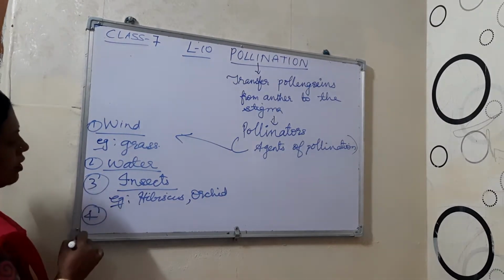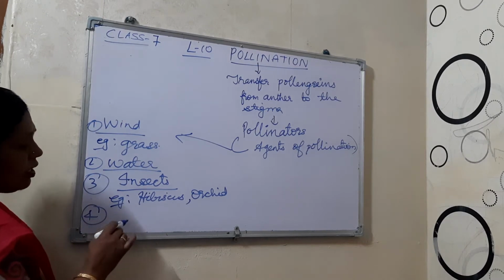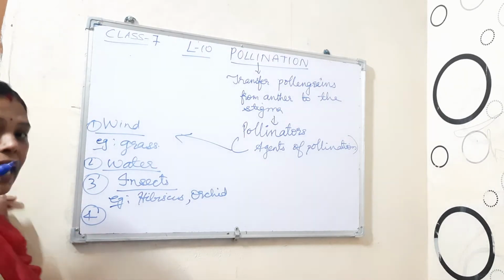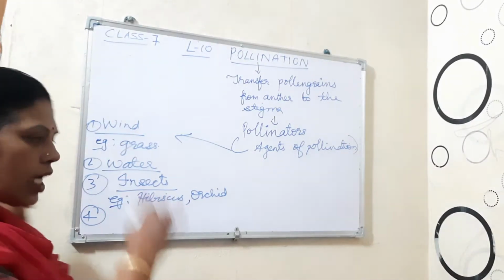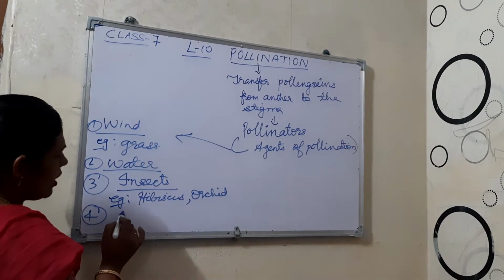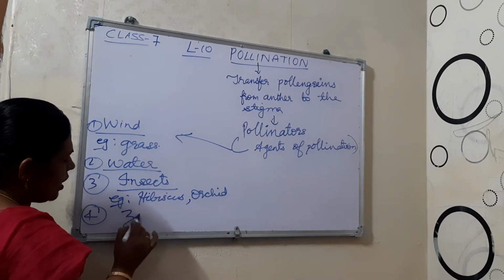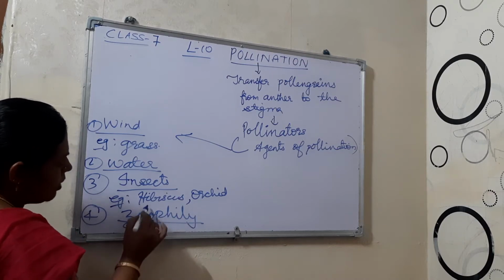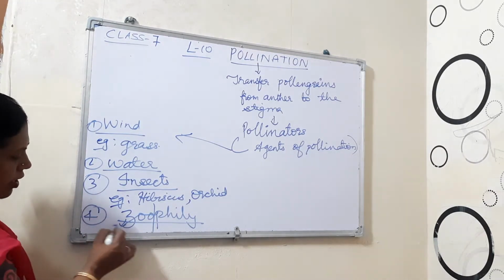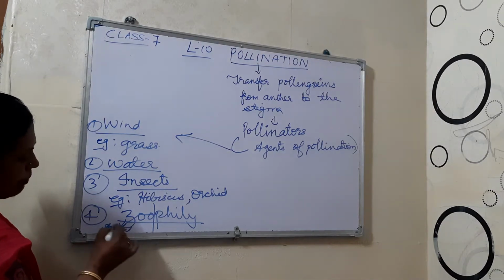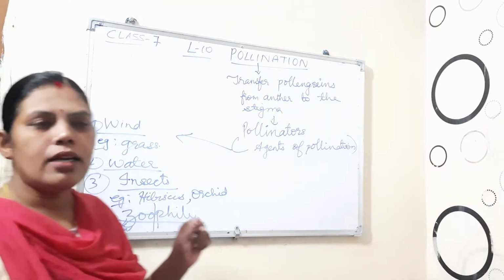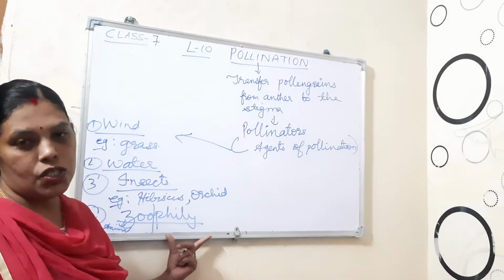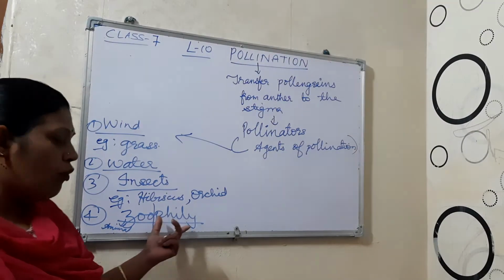And then the fourth one, where some animals or some birds help with pollination. Such pollination is known as zoophily. What is it? Zoophily. Okay, zoo means animals, right? So here animals or some birds help. The hummingbird and some monkeys help with this pollination. Okay, zoophily. How does it happen?